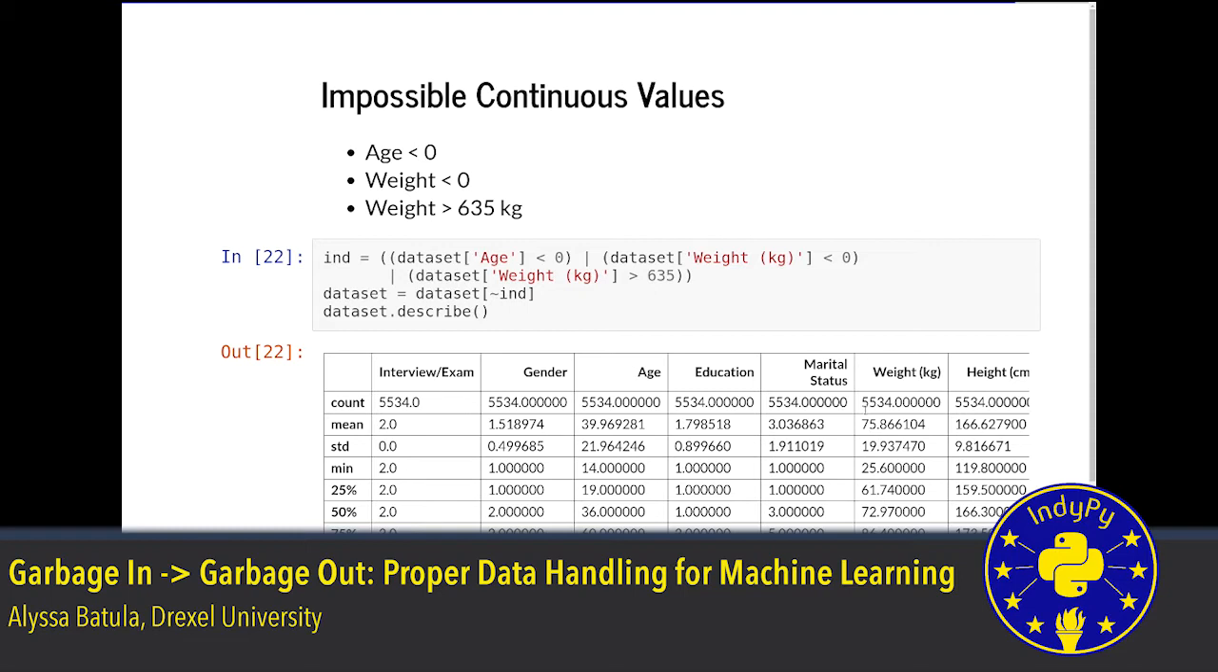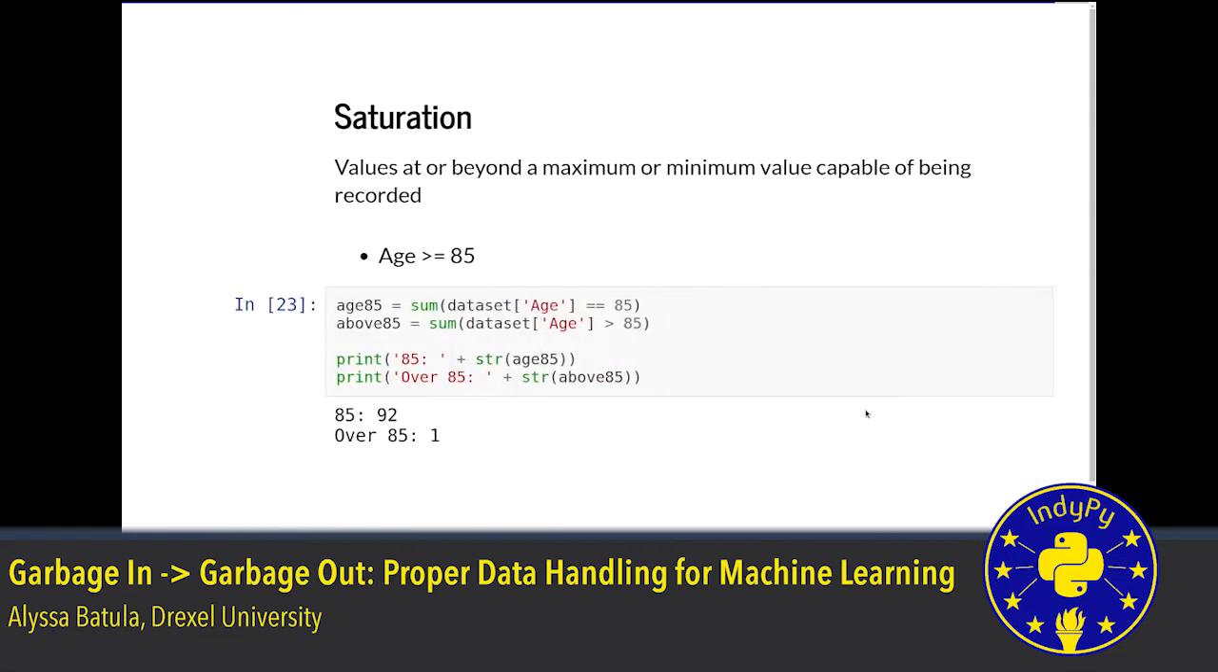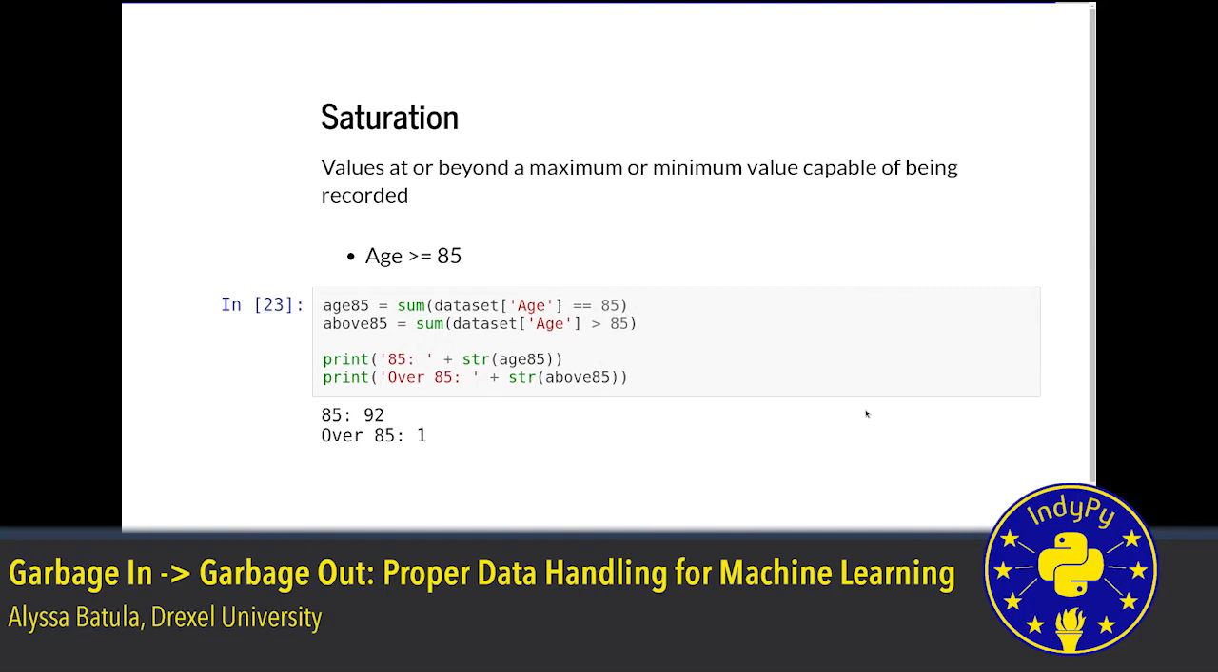Another thing that might come up in your data is saturation. This can be from a sensor, say a temperature sensor that can't record any lower or higher than a certain temperature. In our case, it's a survey, and everyone who was 85 or older was recorded at 85. Those are both examples of saturation.